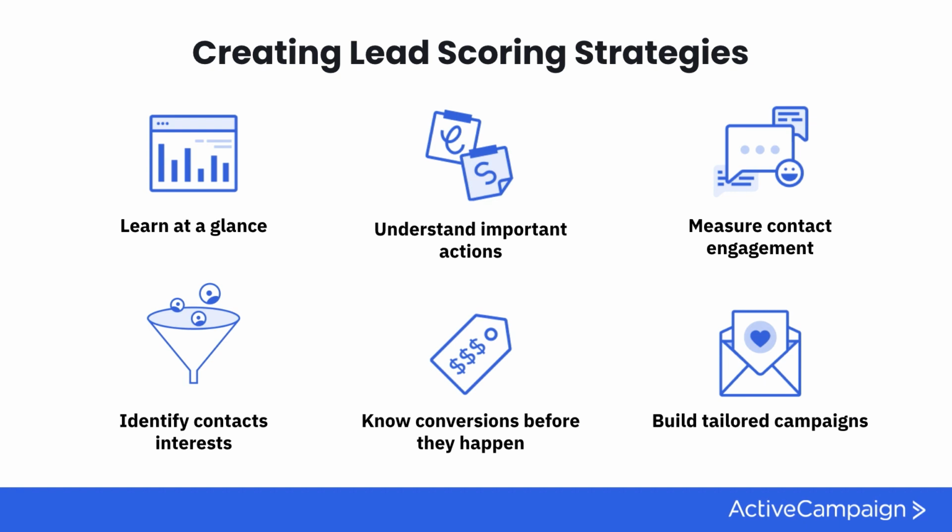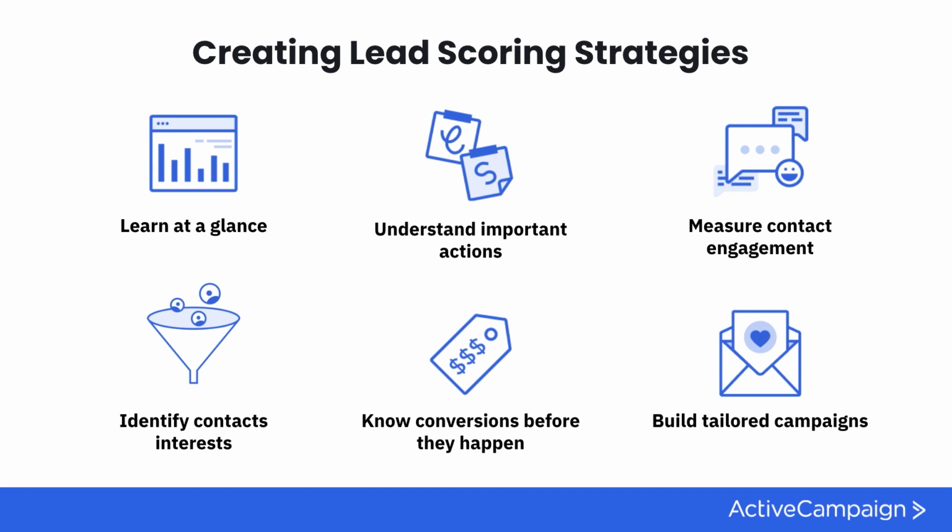Different strategies you can utilize are going to be learning at a glance. You really have an opportunity here to look at scores in a very quick way in order to determine and understand who you need to communicate with right away and who you might need to nurture a little bit more. You have the ability to add a column into your contact profile so that you're able to see exactly how many points somebody has for your certain rules that you've set up.